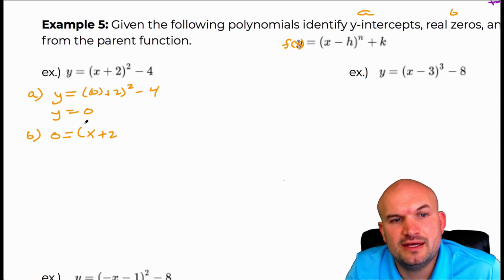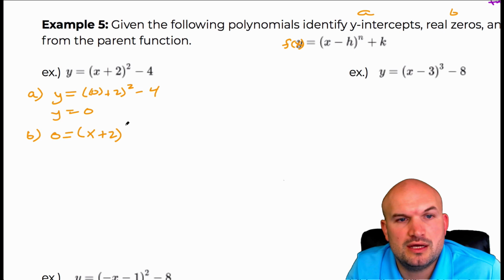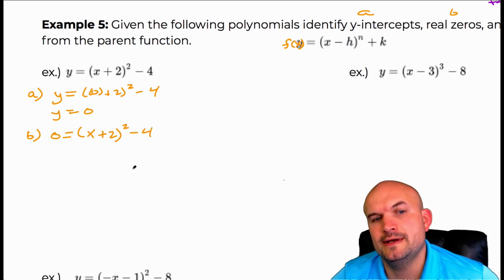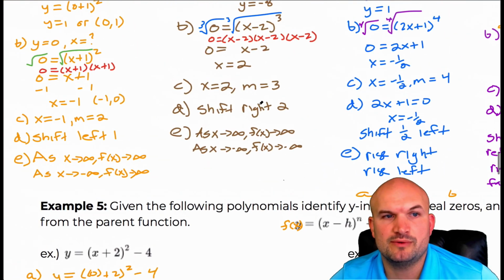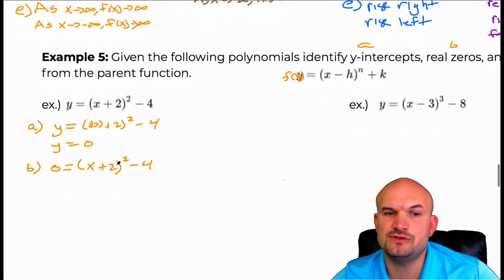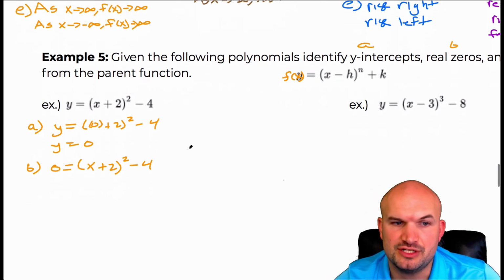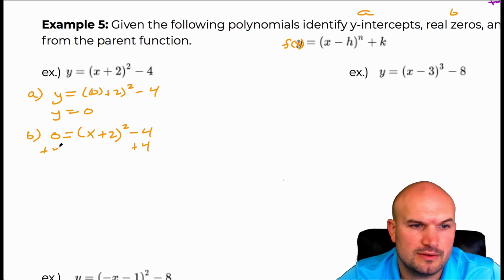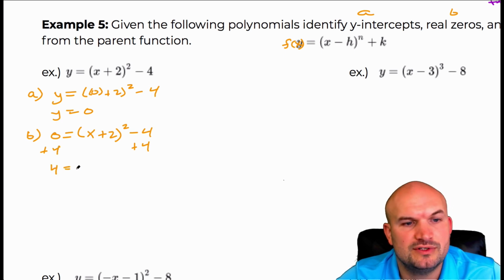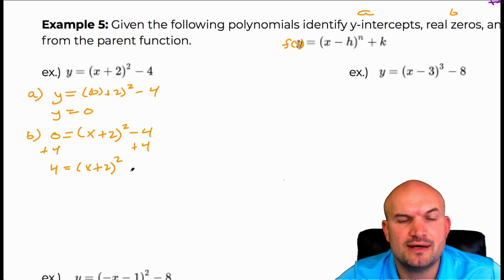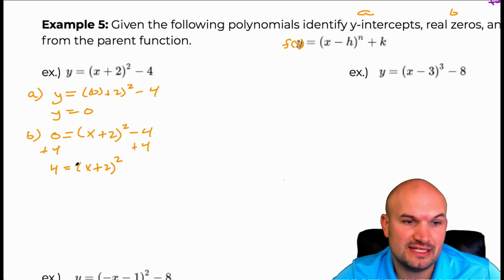Okay, so we have here x plus 2, squared, minus 4. Now here's where I really wanted to get into, because this is different than the previous example where we just needed to apply the inverse root method. Here we can't undo the square until we've gotten rid of the subtraction. So in this case, I'm going to add a 4 to both sides. And therefore I have 4 equals x plus 2 squared.